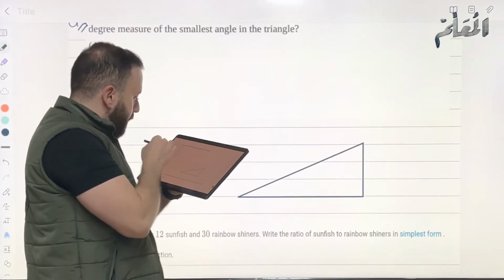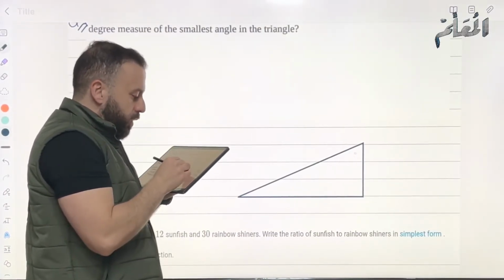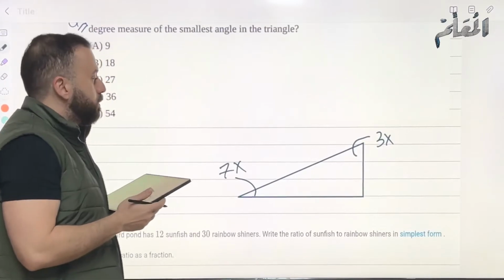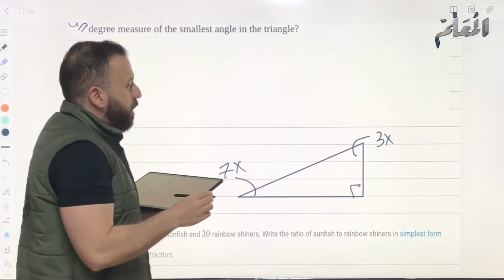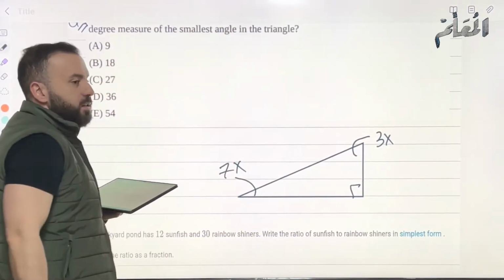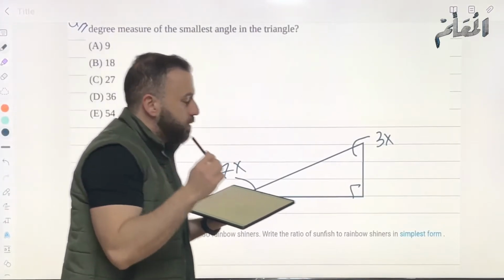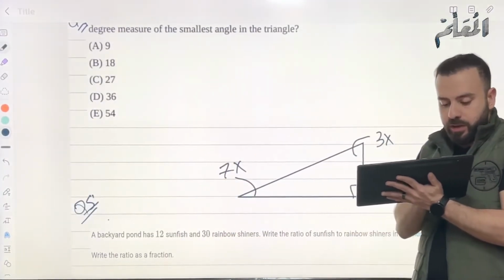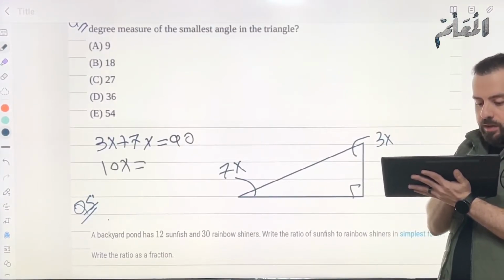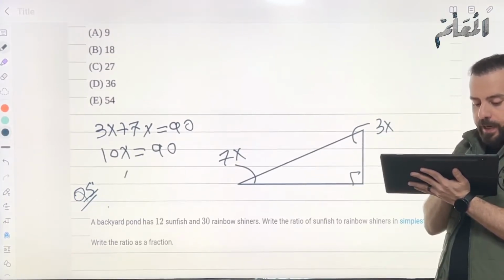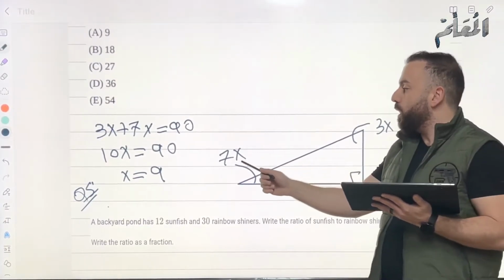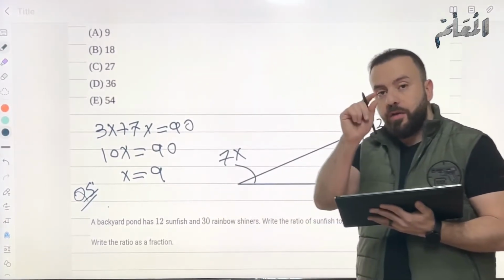And as I explained earlier, here is going to be 3x and here is going to be 7x. And this is 90 degrees. Just straightforward, I know that using the ratios that 3x plus 7x is equal to 90. I'm going to write the equations now. 3x plus 7x is equal to 90, which means 10x is equal to 90, and then x is equal to how much? 9. I got the value of x.